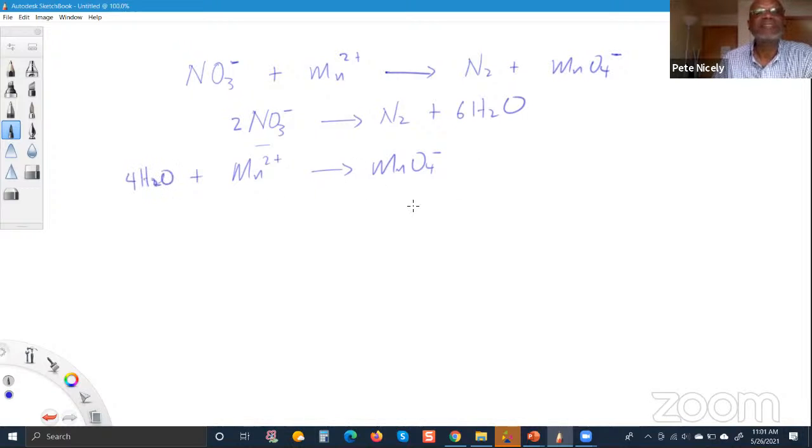Okay, the next step is to balance the charges. So what does that mean for the first half equation? Well, that means that we have 2 negative charges here. We have no charges on this side, so that means that we need to add, oh, wait a minute. Something is not adding up here.